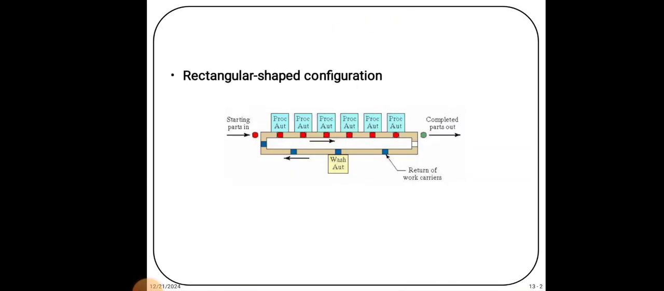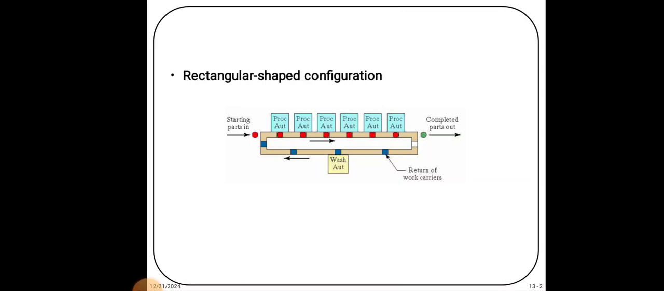Then the characteristics of all these configurations of the automated flow line: a sequential process, in which the product moves linearly through each station where individual tasks or operations are performed. Then a fixed layout, where the layout is typically fixed with the product flowing along a predefined path. Then continuous flow, which ensures a steady, uninterrupted flow of material or components through the production process.